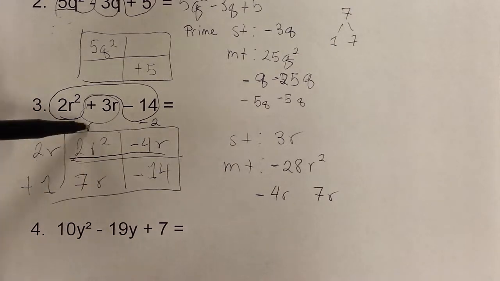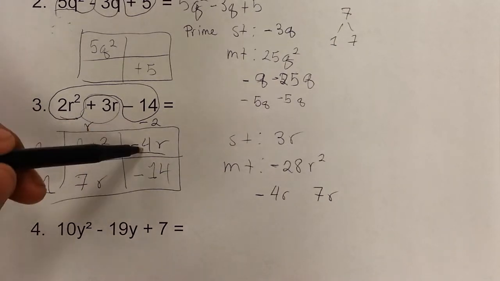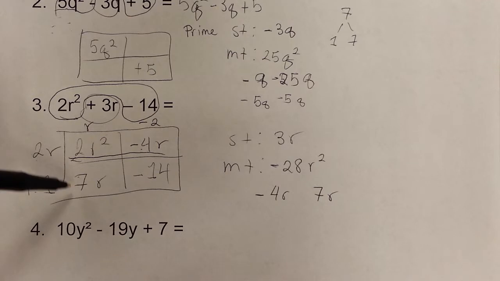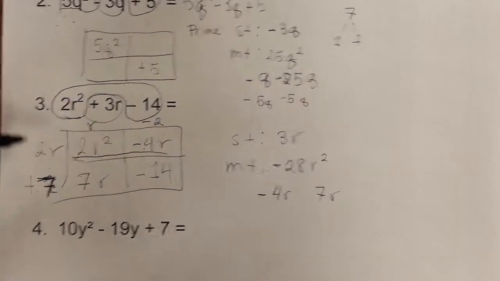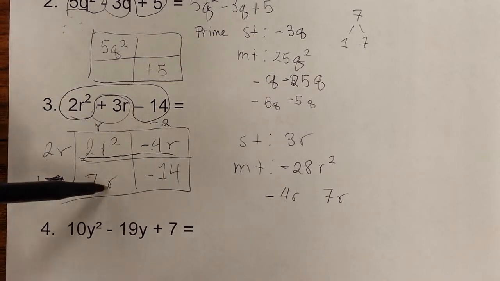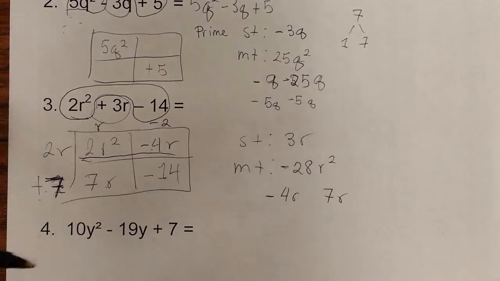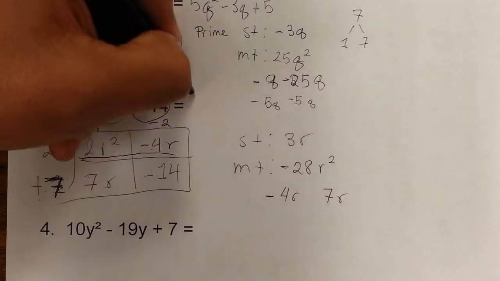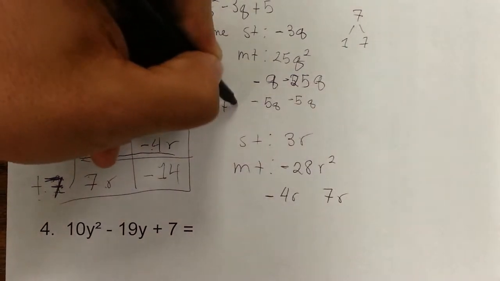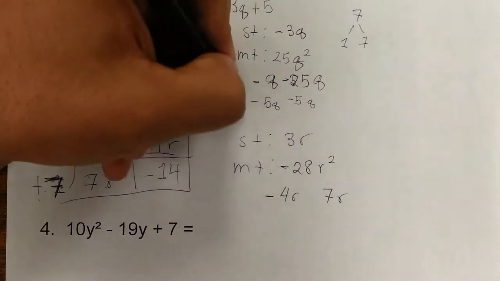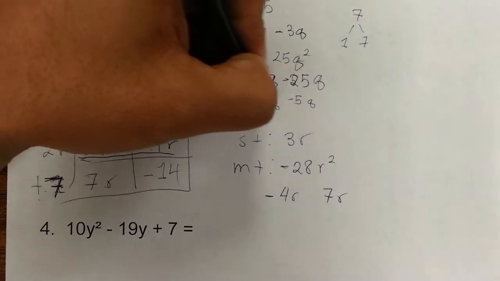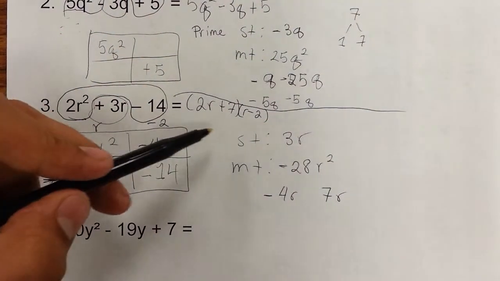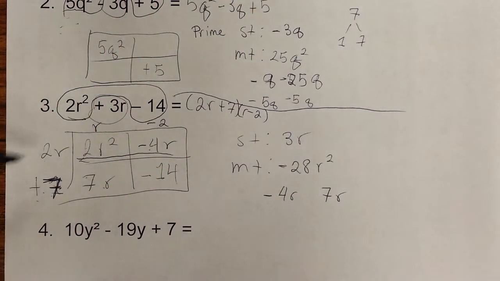So let's check. 2r times r, 2r squared. 2r times negative 2, negative 4r. R times positive 7, 7r, and then a positive 7 times a negative 2, negative 14. We've got the 2r plus 7 times the r minus 2, and that is a factorization of number 3.